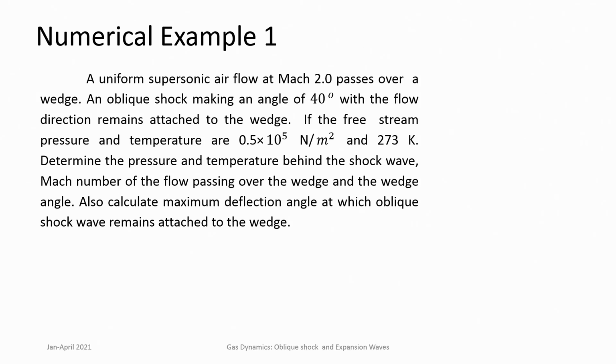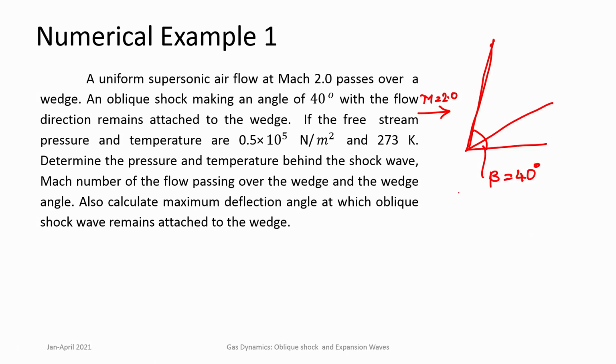Take numerical example 1. A uniform supersonic airflow at Mach 2.0 passes over a wedge. So you can draw the wedge, as a wedge, Mach 2 flow is passing over it. An oblique shock making an angle of 40 degrees with the flow direction remains attached to the wedge. So what is given is the oblique shock angle, beta, 40 degrees.